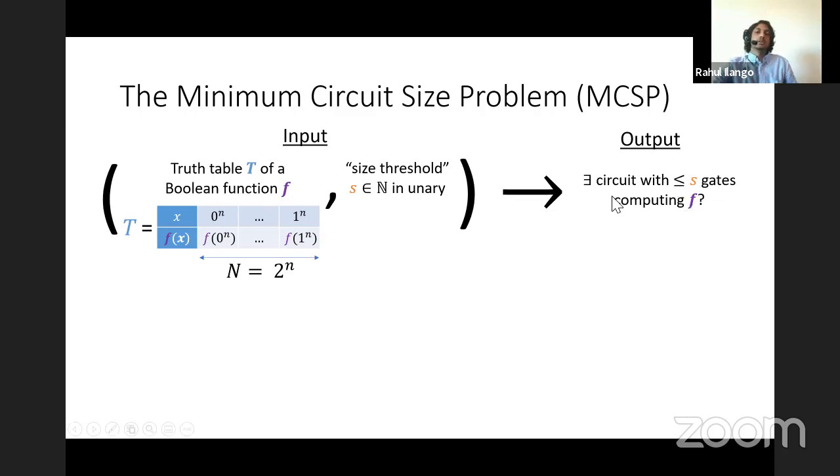The notion of circuit here varies depending on your applications, but for us, you can just take it to be the usual notion of AND, OR, NOT gates with fan-in 2. Are there any questions about how this problem is defined, or maybe any questions about anything I've discussed so far?